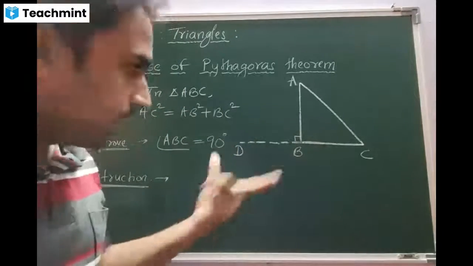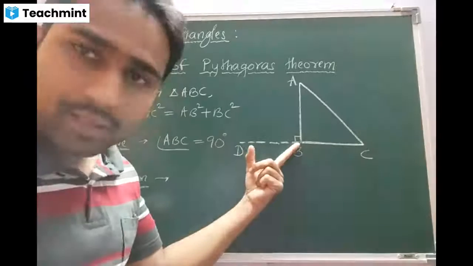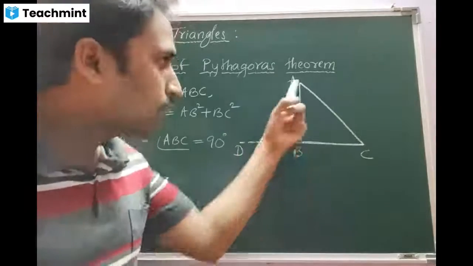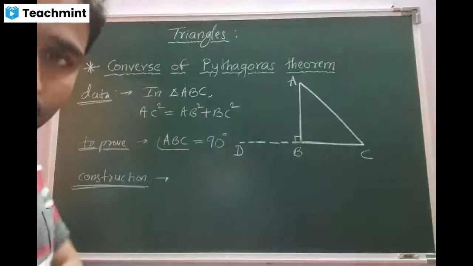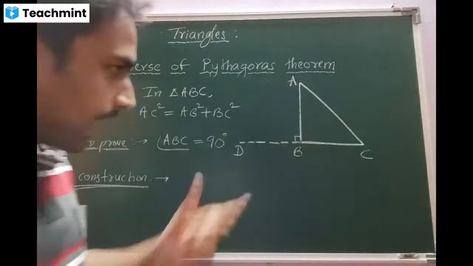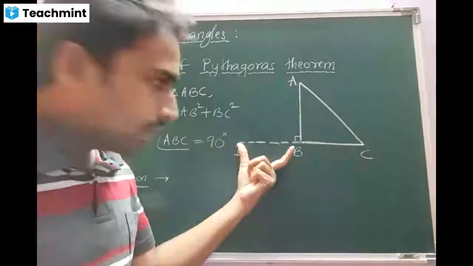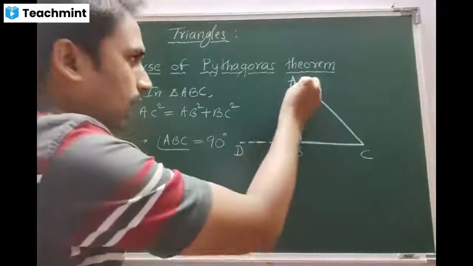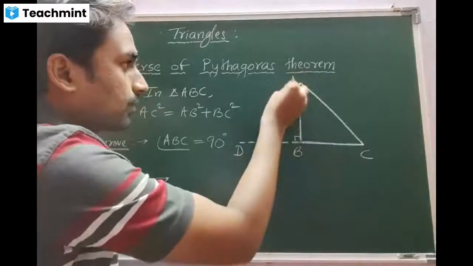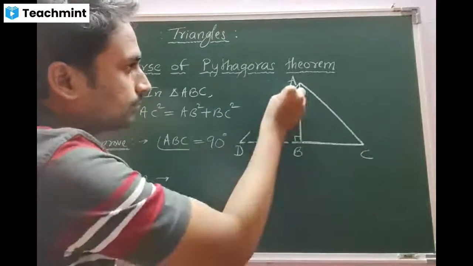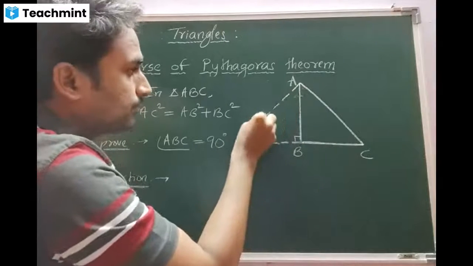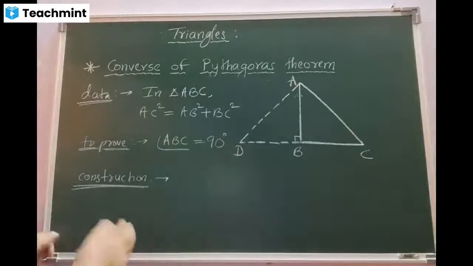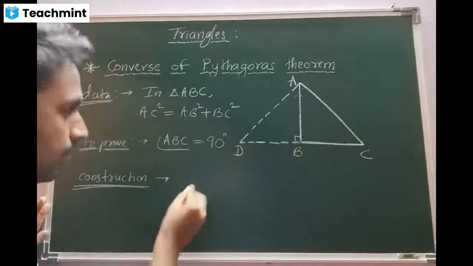I repeat what I have done. From the point B, I have taken a perpendicular line BD, which is perpendicular to AB. The length of this BD is the same as the length of BC. Afterwards, I will join this A with the end point D. Is that clear, beta? Yes, sir. So let us write the construction.